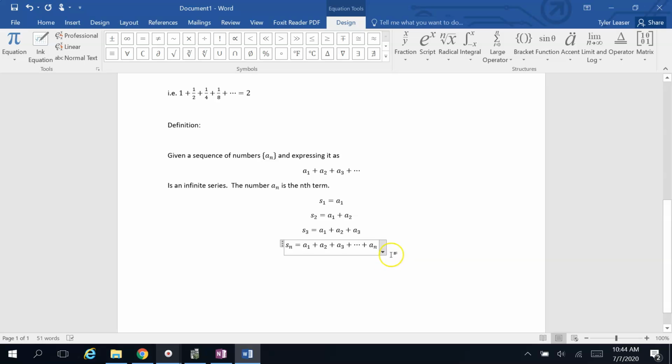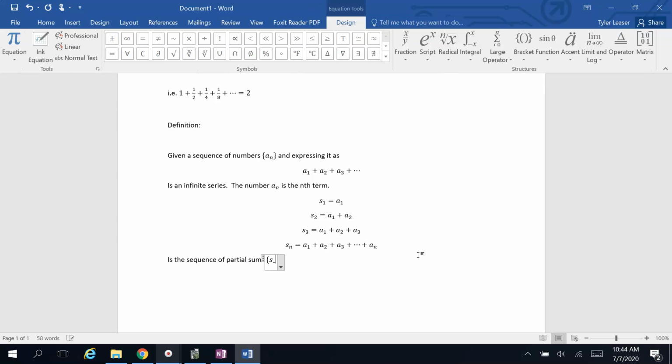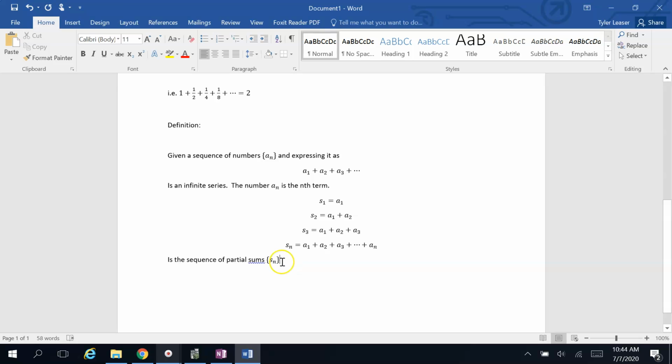This is a finite sum, so this is going to have a value to it. And these s sub n's we're going to call the sequence of partial sums. So these s sub n's, these partial sums, create a sequence of the infinite series.